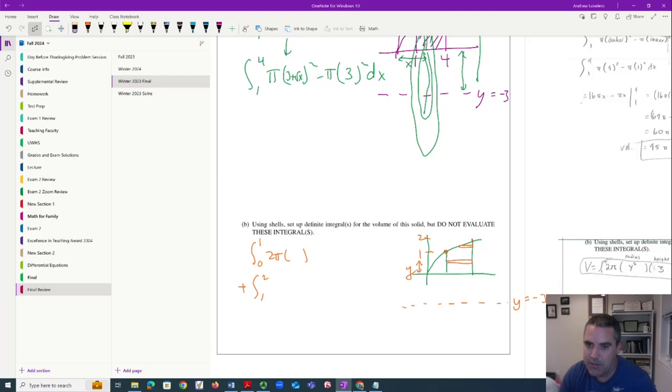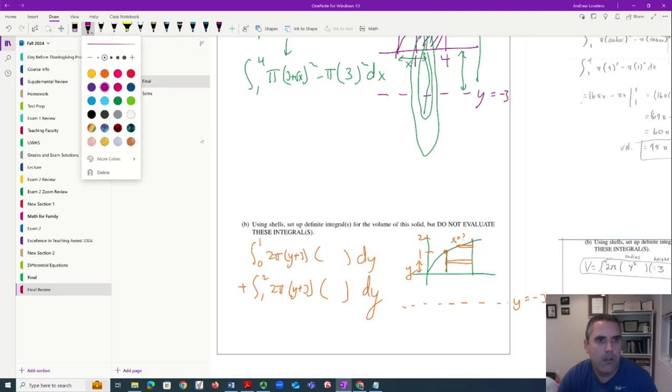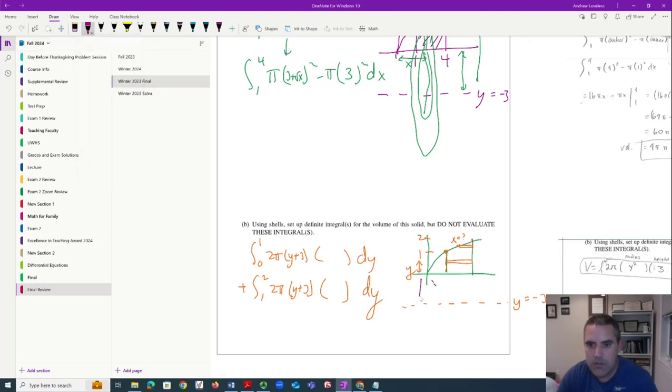For the left side, you can see it: x equals something here and x equals something else here. So we did a lot of this. Go back and review, but this is what you should be filling in. The radius is going to be y plus 3 for both of these. That's how far. If this is 3, that's how far this shell would be. You give me a y, it's going to be y plus 3.